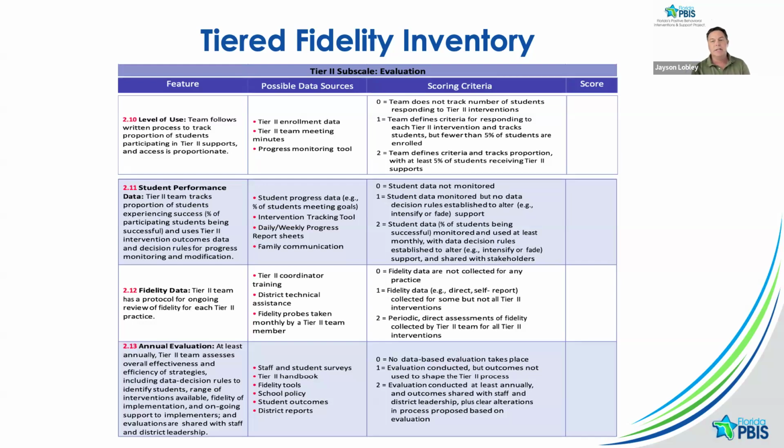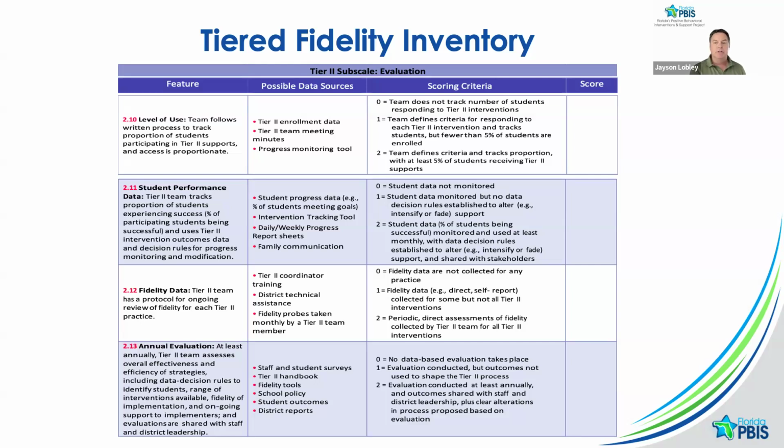So as we discuss the evaluation and progress monitoring aspect of Tier 2, keep in mind these 4 features that you see here on the screen within the TFI subscale of evaluation. So we want to look at the team's level of use, the student performance data, the fidelity data, and that annual evaluation. And these are broken down further in the possible data sources and the scoring criteria.